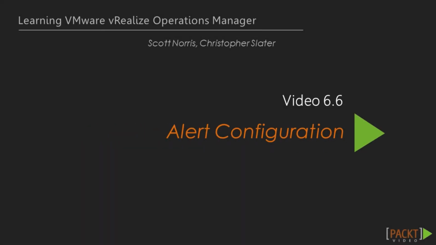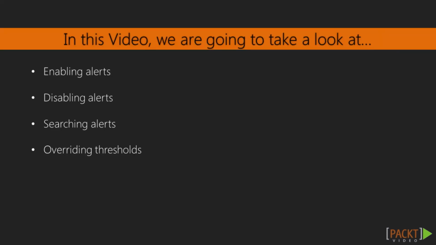In the previous video, metric configurations, we saw how we can enable and disable metrics to be collected by a policy. In this video, alert configuration, it's very much the same except for alerts. So how do we enable and disable alerts for particular policies? Searching alerts, as well as override thresholds, making changes to the alerts without actually changing the alert.